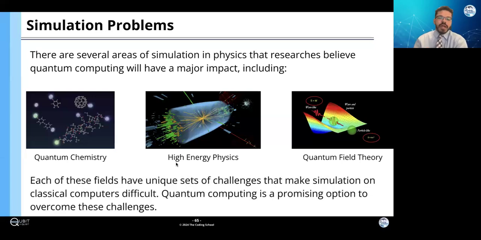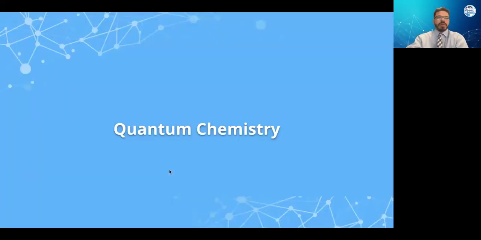Okay, so each of these has a unique set of challenges that make simulation on classical computers hard. And so if we could do quantum computing that would allow us to simulate in these disparate but connected applications, then maybe we could overcome those challenges. Okay, so let's talk a bit about quantum chemistry, because in my opinion, I really love this for materials and drug design, all that kind of stuff, protein folding.